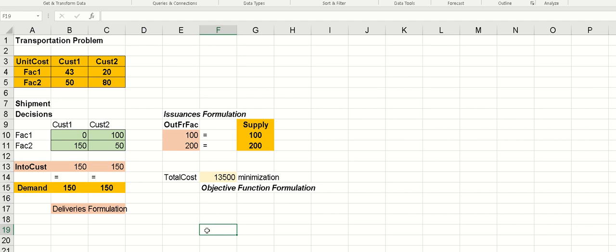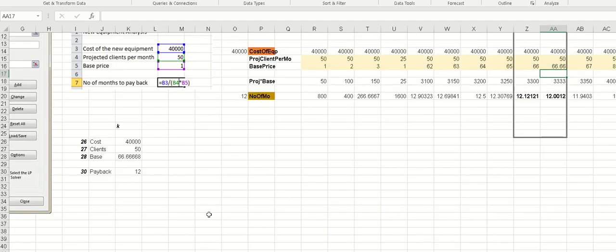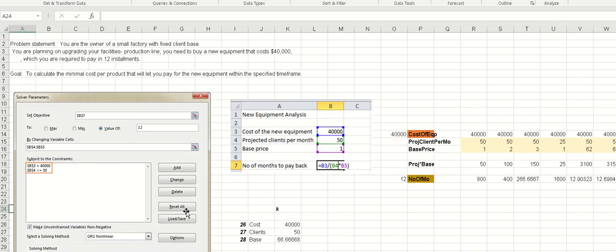All right? And we shall now go to the special application of another problem. We really reuse this. This is actually problem 1 of your exercise. Let me just discuss it. The problem statement is you are the owner of a small factory with a fixed client base. Fixed client base means you don't have a lot of clients. You are planning on upgrading your facilities, a production line. You need to buy that equipment for 40,000, and you want to pay it in 12 installments. But the point here is that you would like to pay this in 12 months, and the cost of the machine, which here is 40,000, you want to allocate it to the customer.